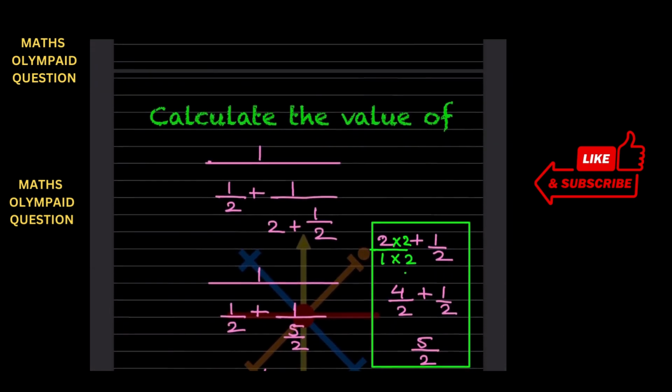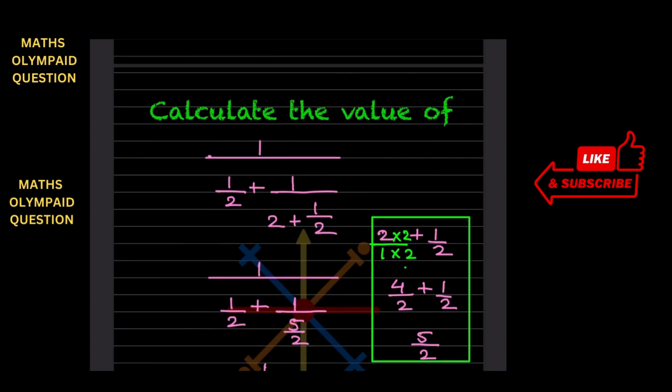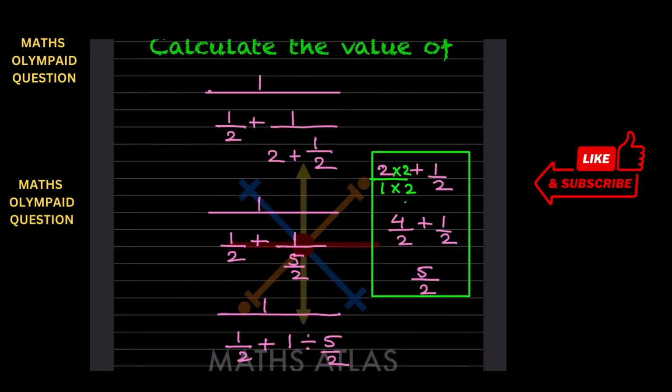Hi learners, let's see how to calculate the value of this expression: 1 divided by 1 by 2 plus 1 divided by 2 plus 1 by 2. First thing, this is the numerator. So we'll write this 1 as it is, this 1 by 2 as it is, this plus sign as it is, this as it is.